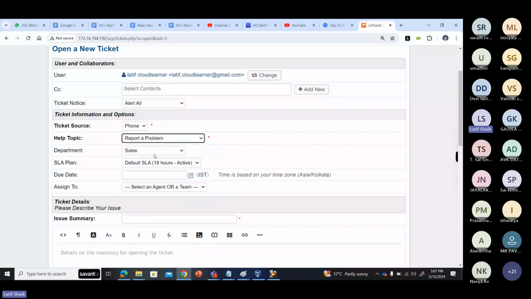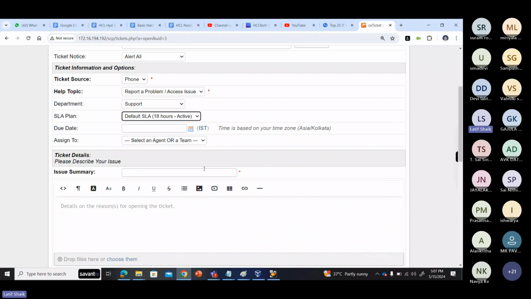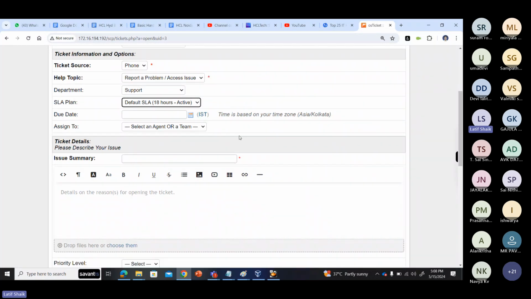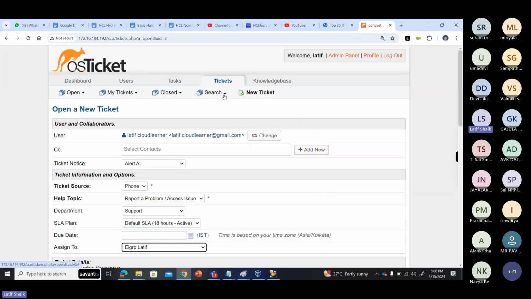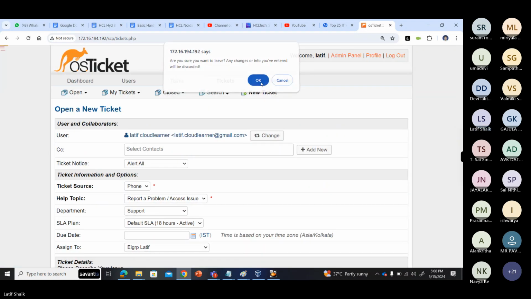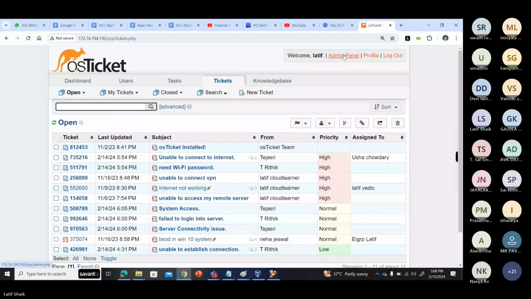If I select report a problem, maybe report an access issue, support, or maybe changes. For everything it is showing, yes, and I have to put the summary, and maybe it will change. Then assign to which one. So we are able to create a ticket also. Okay. If possible, I will show you these things tomorrow.